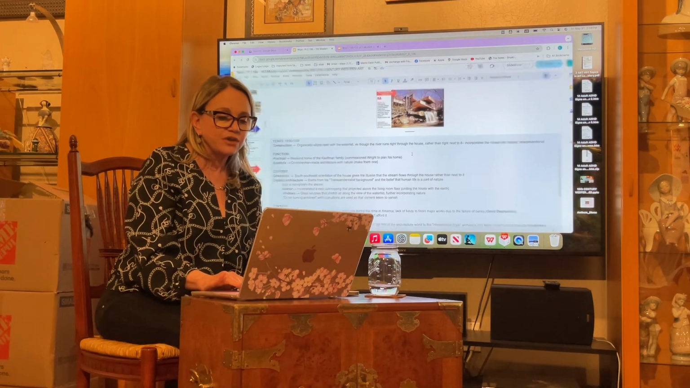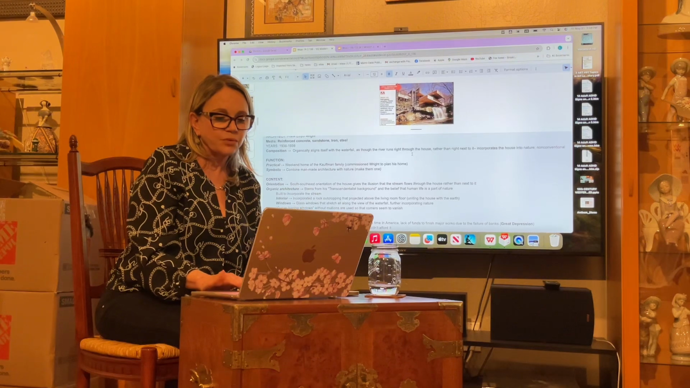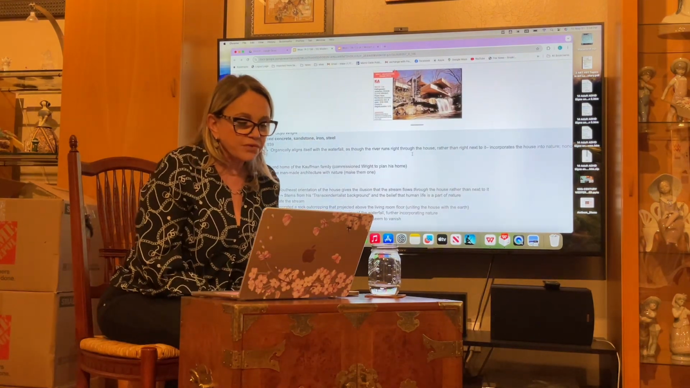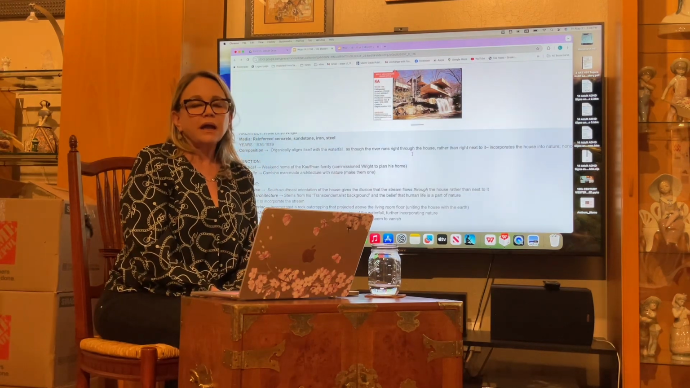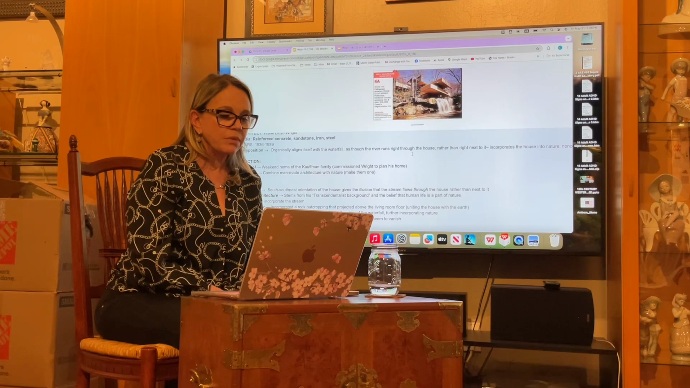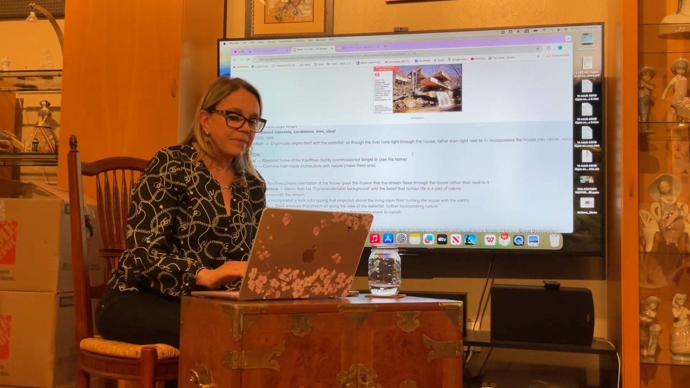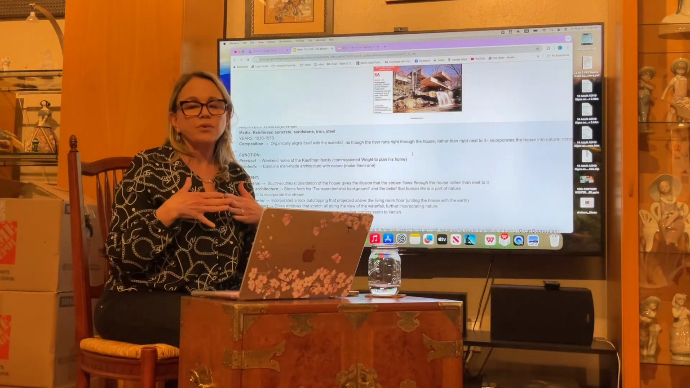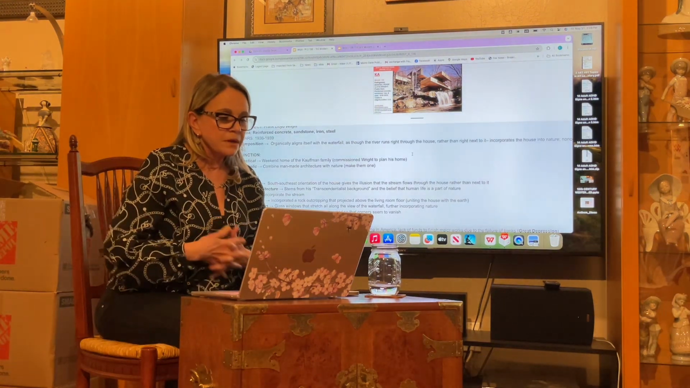So what was the function? Why was this house requested? Why was it designed and built? Okay, so it was the weekend home of the Kaufman family, and they hired Frank Lloyd Wright to design the home, and it combined man-made architecture with nature, and he wanted to cohesively make them one.